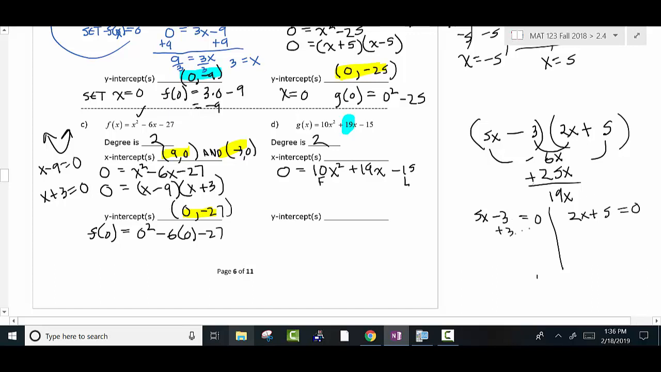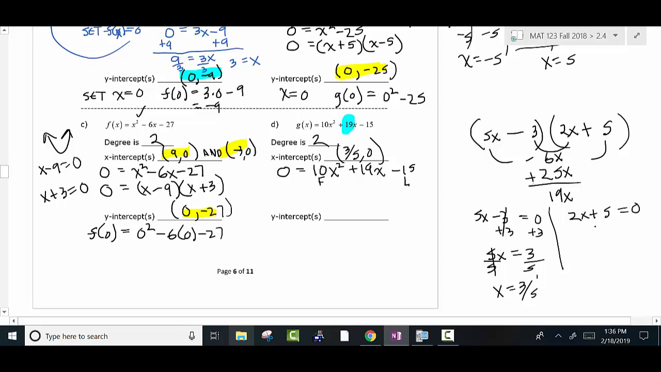I'm going to add 3 to both sides. That's going to give 5x equals 3. Then I can divide both sides by 5. So one of my x-intercepts is 3/5. Okay, so I'll just record that as 3/5, 0. That's my first one.